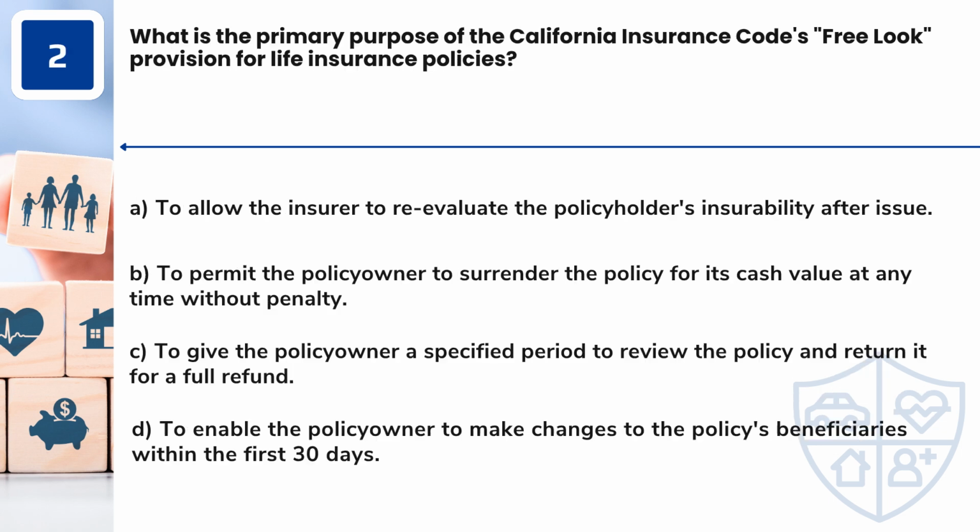Question 2. What is the primary purpose of the California Insurance Code's free look provision for life insurance policies? A. To allow the insurer to re-evaluate the policyholder's insurability after issue. B. To permit the policy owner to surrender the policy for its cash value at any time without penalty.